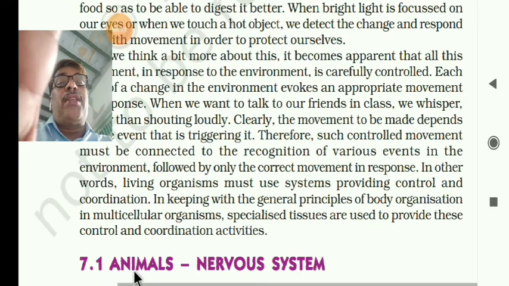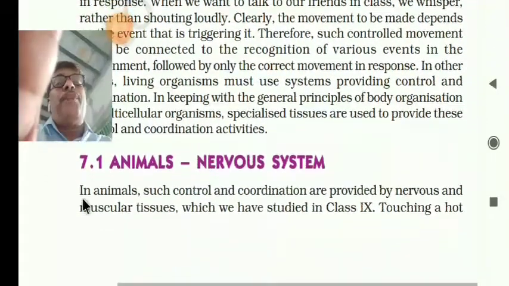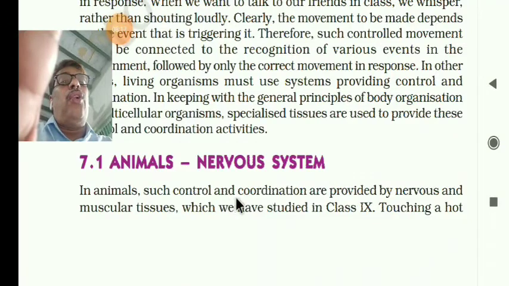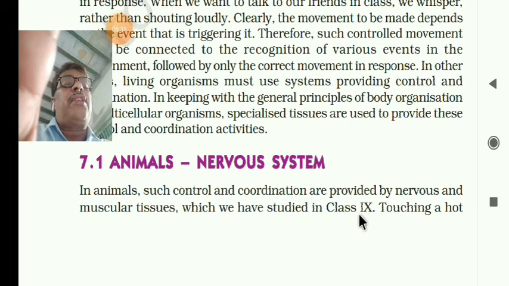Now this is animals and the nervous system. These are so important. In animals, such control and coordination are provided by the nervous as well as muscular tissues, which you have studied in class 9th.